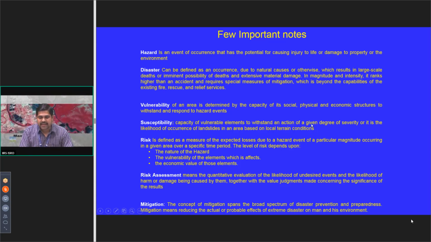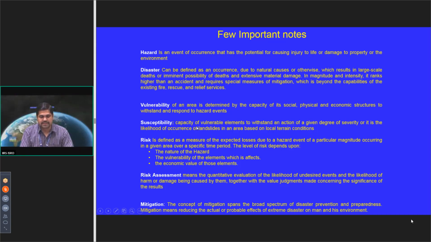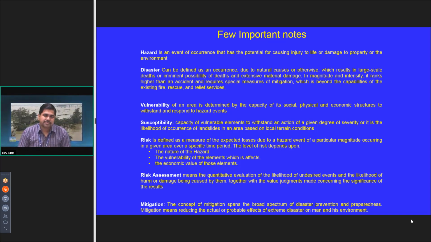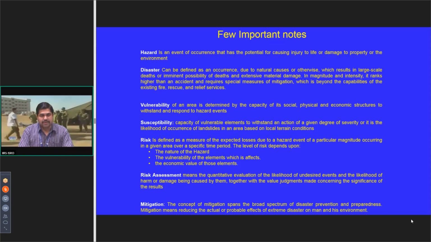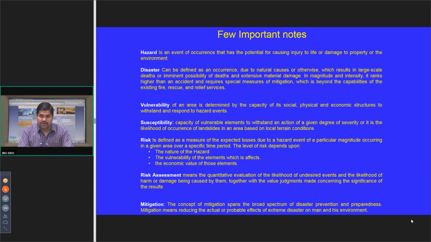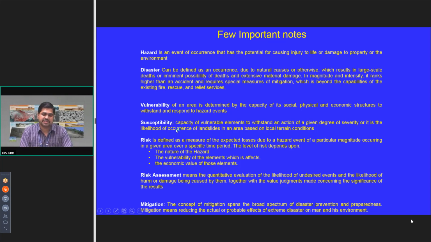It is the capacity of vulnerable elements to withstand an action of a given degree of severity, or the likelihood of occurrence of, suppose in the case of landslides, a hazard in an area based on local terrain conditions. So the susceptibility of a particular piece of land to a landslide or earthquake hazard depends upon the rock type, the vicinity of that area to a major fault system or a shear zone, the soil type, the soil erosion type, all these factors. If I take these together, that gives me the susceptibility of that area.